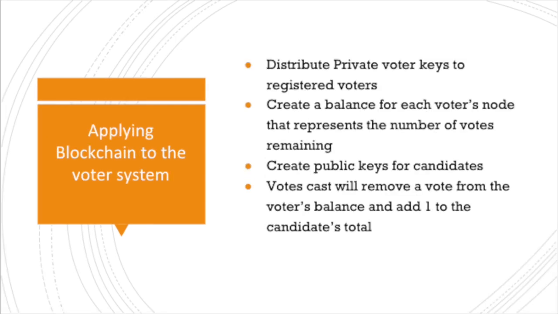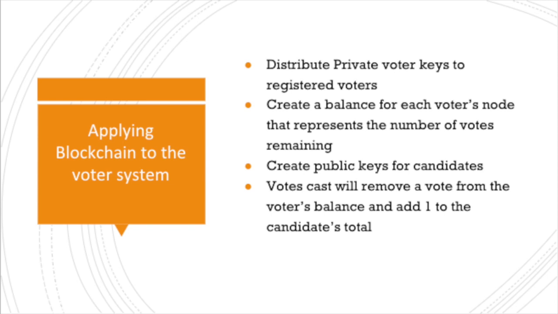In order to fully implement blockchain technology into Florida's voting system, we must first distribute private voter keys to registered voters. This phase will be implemented similarly to voter registration. We believe that ID cards containing the encrypted key is the best way to ensure that voters have easy access to their ID and do not forget their key. The second phase requires balances to be created for each voter. The balance per election will depend on the maximum number of legal votes one can cast on a ballot.